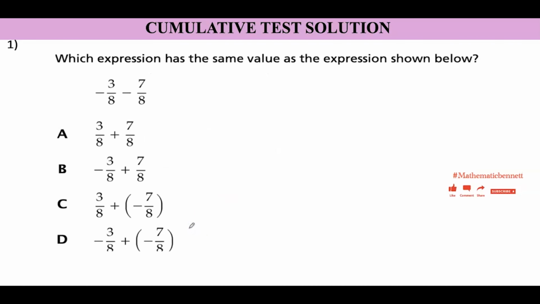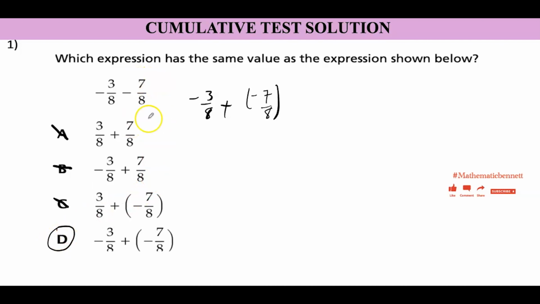The first question was, which expression has the same value as the expression shown below? As you can see, we have minus 3/8 minus 7/8. We can rewrite this as negative 3/8: we keep the first term, change this minus to plus, and write the opposite of whatever follows, so that would be negative 7/8. So A cannot be the answer, B would not give you the answer, C would not give you the answer, so the answer must be D.